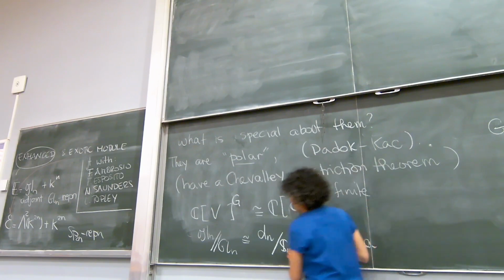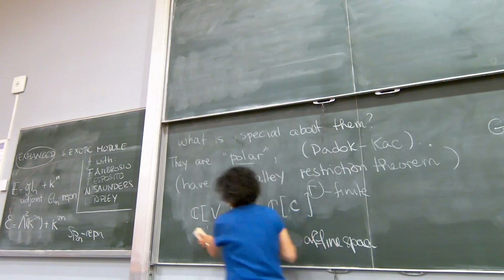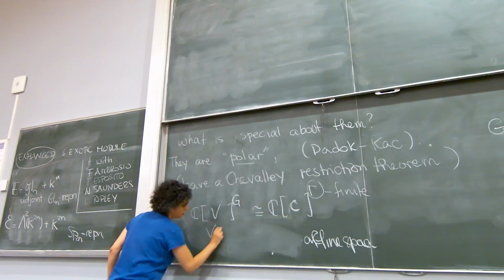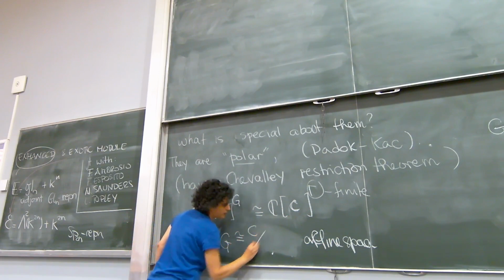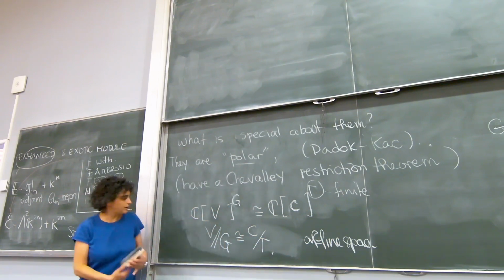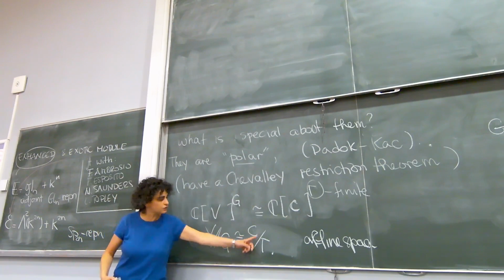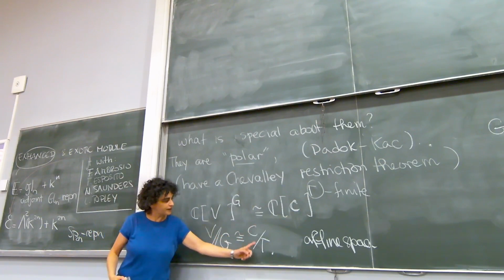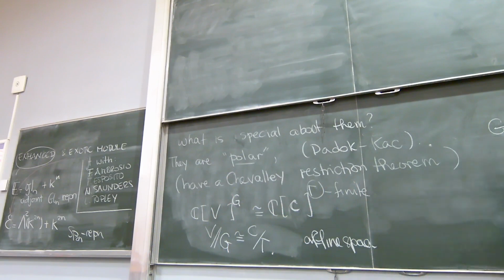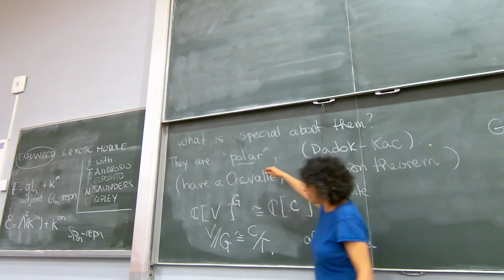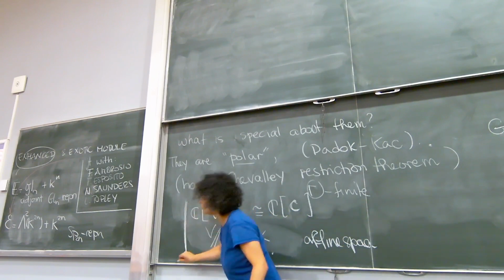And again, in all this situation, passing to the spectrum, this is telling you that this quotient is the quotient of an affine space by a finite group, and in fact, this group will be nice enough so that this is an affine space. It's a pseudo reflection group. Okay, so polar representations are representations for which this holds.